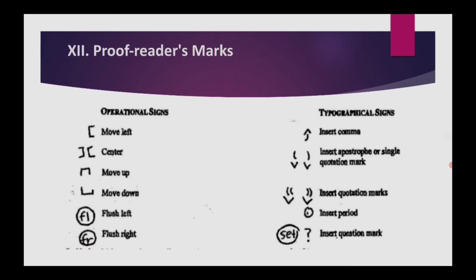So this one is move left. The other one earlier is move right. And then you have center, move up, move down. FL for flush left, FR for flush right. This one is insert comma. And then insert apostrophe or single quotation mark. Insert quotation marks. Here, insert period. Then insert question mark.